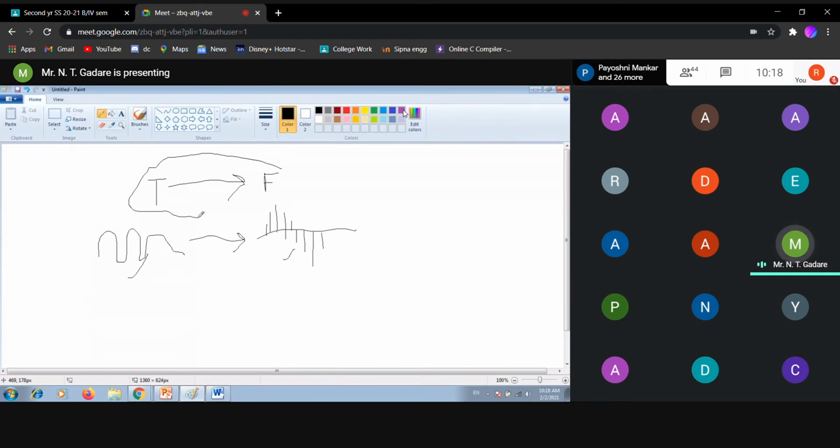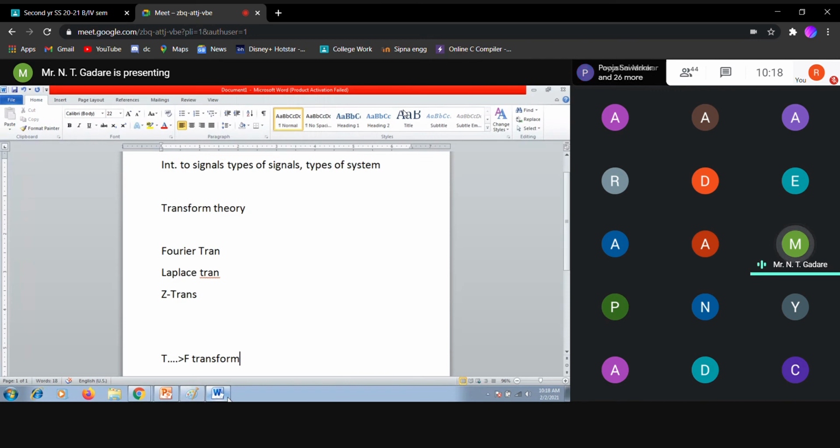उसको भी हम एक्सप्लेन करेंगे. पहले एक समझ लीजिए, what is transform? Transform is converted into time to frequency. जब भी मुझे time to frequency convert करना है, I use transformation. So this is what transform.